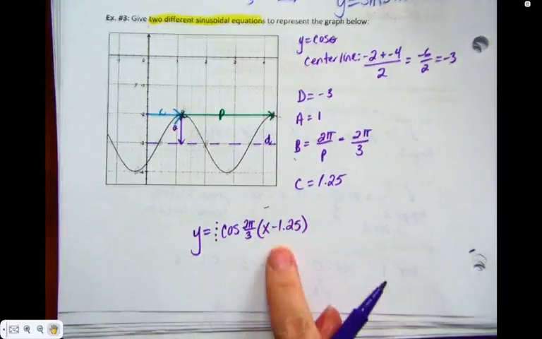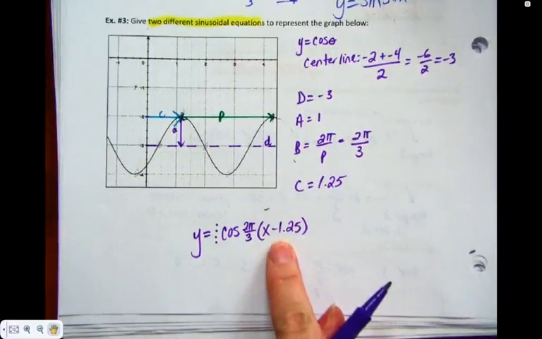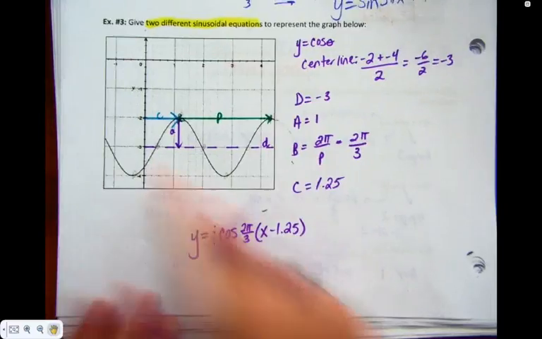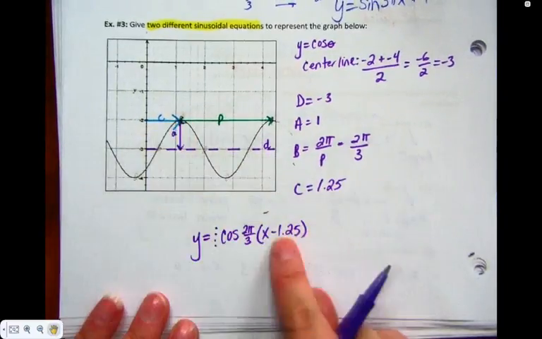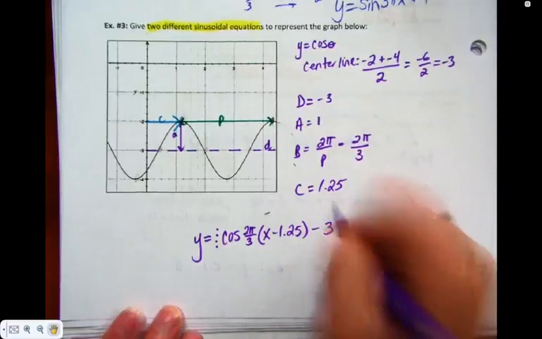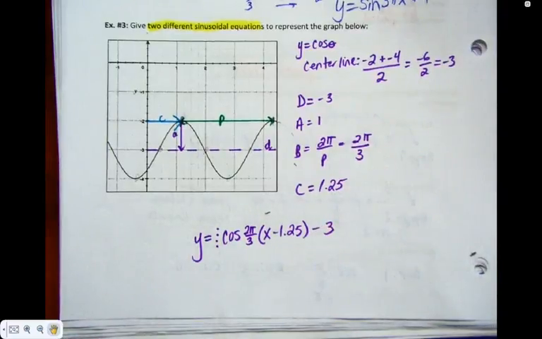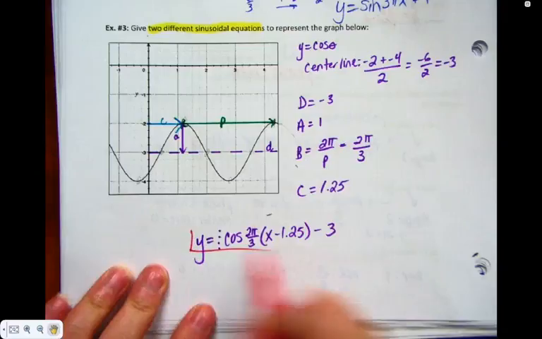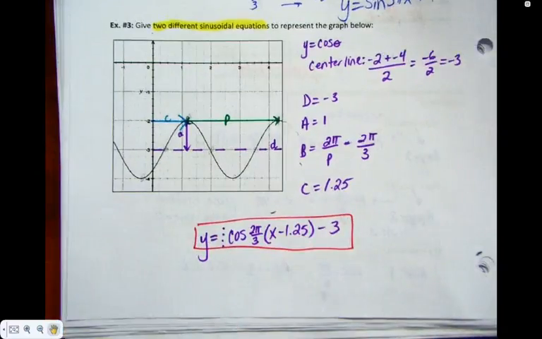And I'm just going to pause. Why was this minus? Because it's positive here, it's to the right, and we know that the right ends up being negative. And at the very end is my D value, negative 3. There's my first sinusoidal equation. There's how to go backwards.